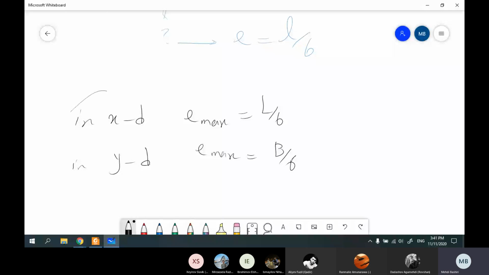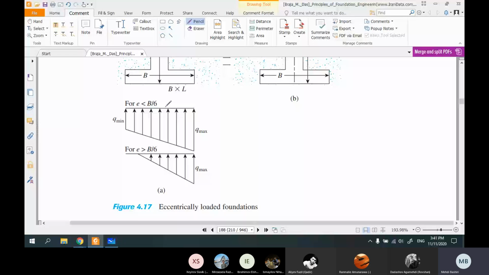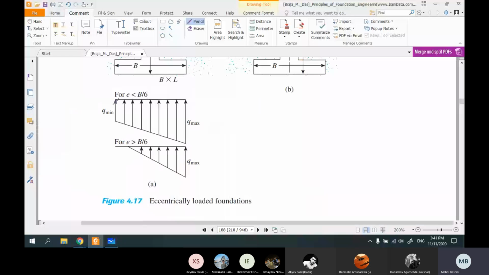Okay, memorize that. If you check your book, you can see it here. When e is less than B over 6, you can see that we have this type of distribution. But when e is more than B over 6, you can see that this part is 0, and this part is already overturned, and we can't count on this part.